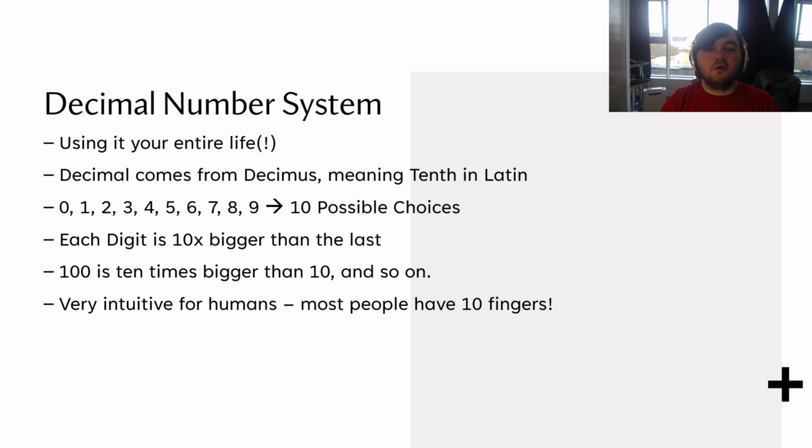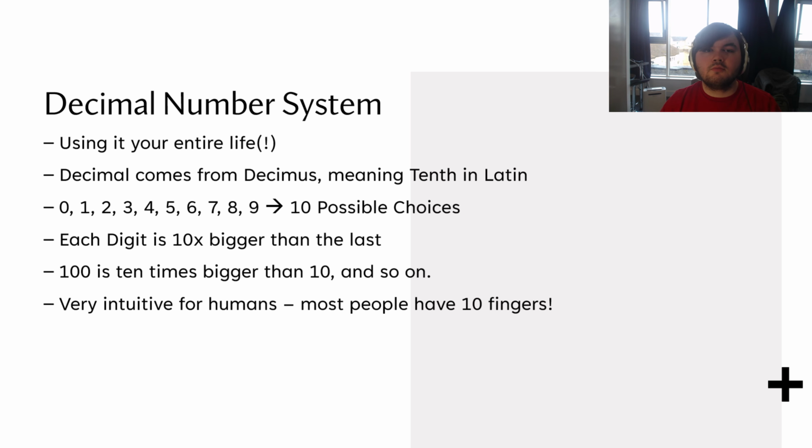So let's start with the number system that you've been using your entire life and in those painful GCSE maths lessons. The decimal number system gets its name from the Latin word decimus, meaning tenth. As you can probably guess, the decimal system has digits with 10 possible values, from 0 to 9. And each digit contains a value 10 times larger than the last. That is to say that the hundreds column is 10 times larger than the tens column, and the tens column is 10 times larger than the unit column, and so on.